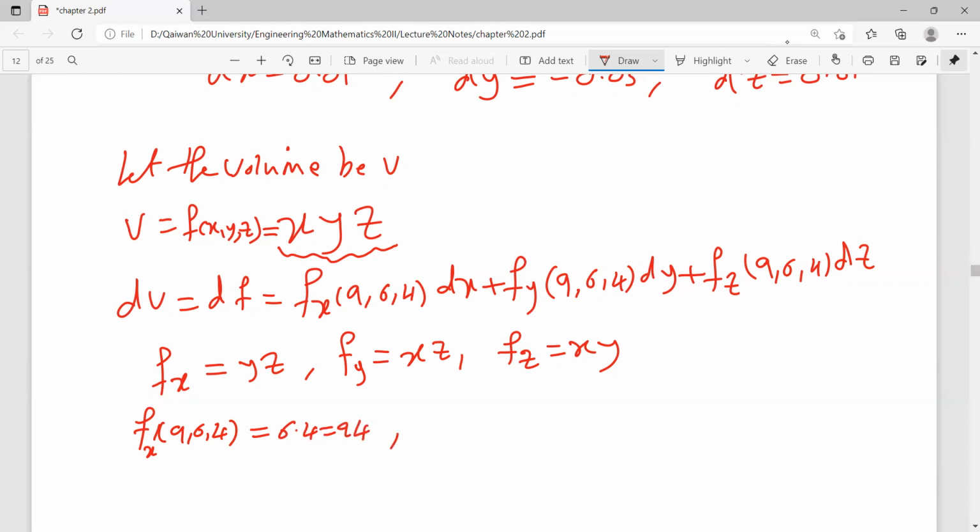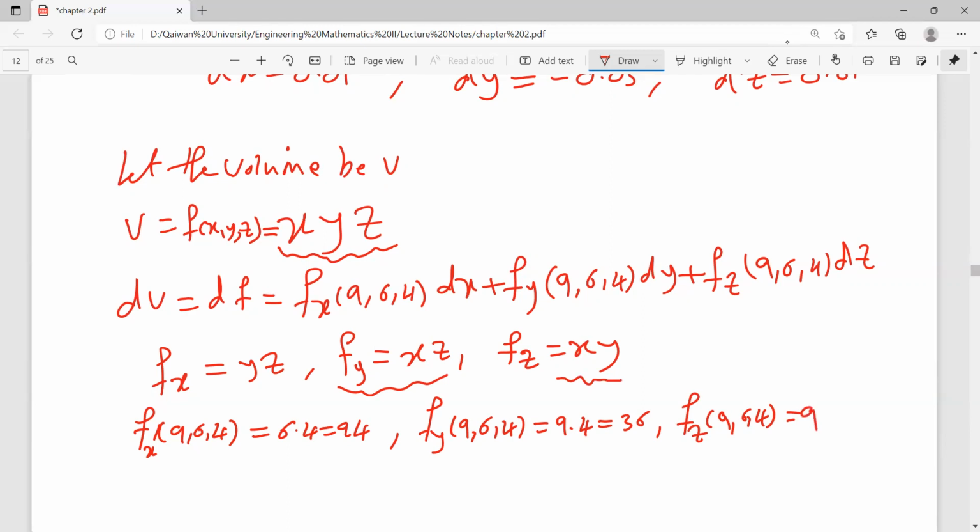And now to find f sub y at the point 9, 6, and 4. In f sub y, we have only x and z. We replace x by 9 and z by 4. We get 9 times 4, which is 36. And f sub z at the point 9, 6, and 4: in f sub z, we have only x and y. We multiply x by y. 9 times 6, which is 54.